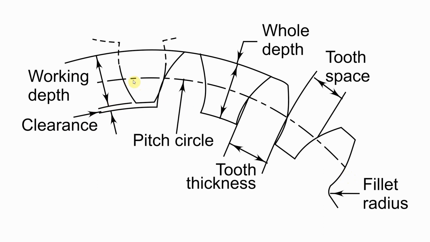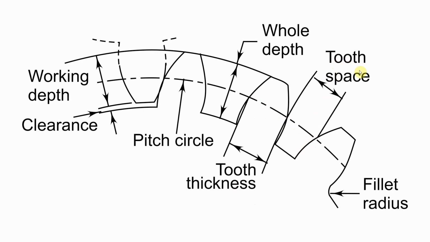Now you can see this pitch circle. We have tooth thickness and tooth space. Now you can observe the profile of the tooth. It is changing continuously in the radial direction. So the thickness of the tooth is also changing. Okay, but we need a standard value for tooth thickness. That's why we decide to measure the tooth thickness along the pitch circle. So the tooth thickness is the thickness of tooth measured on the pitch circle.